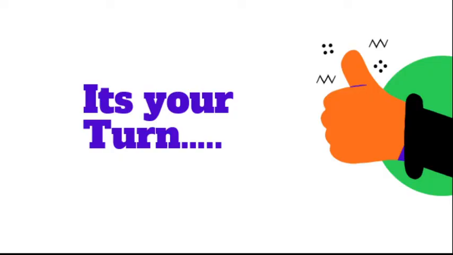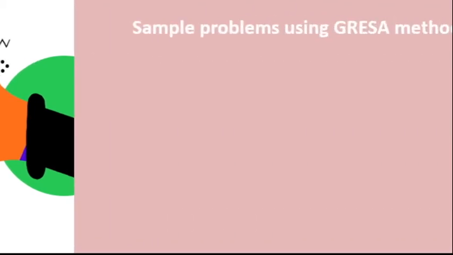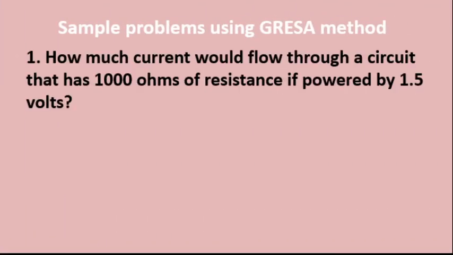It's your turn. Get your pen and paper and solve the following problems. Each number will be given 1 minute to analyze and solve the problem. Get ready in 5, 4, 3, 2, 1. Number 1. How much current would flow through a circuit that has 1000 ohms of resistance if powered by 1.5 volts?